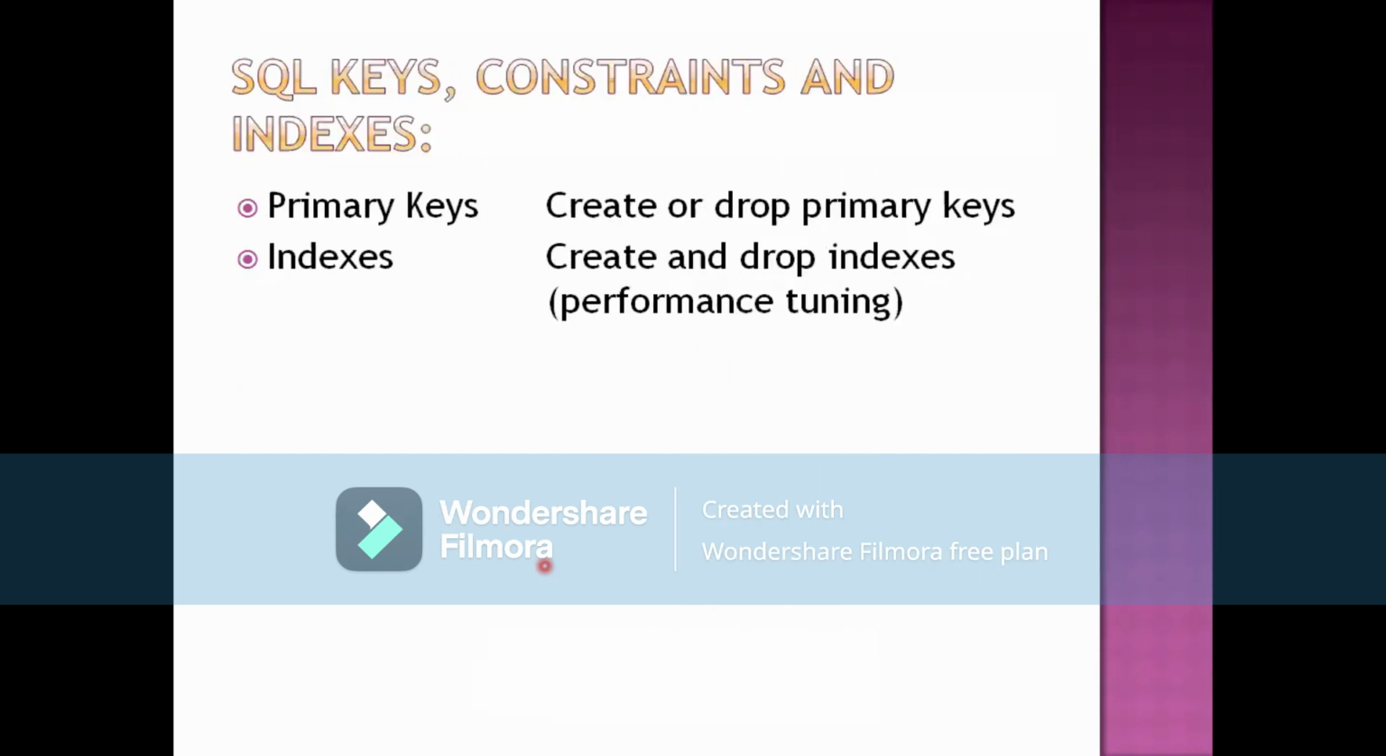Next is keys, constraints and indexes. What is the primary key? It is to create or drop a primary key. The primary key is a key that will be a combination of one or more columns. The next one is indexes. Index is nothing but create and drop index. By using indexes, performance tuning will be improved.